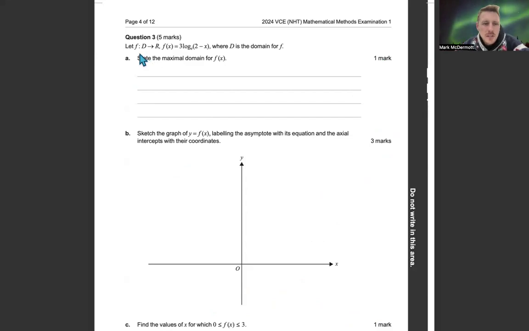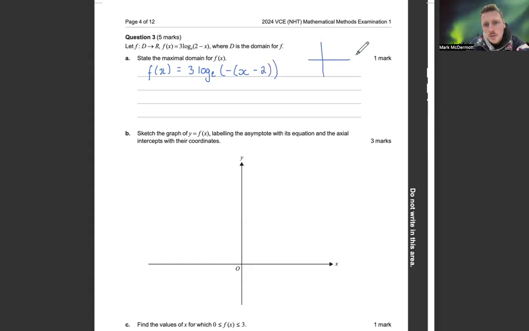All right, let f be a function on the domain D, where f of x equals 3 log e of 2 minus x, where D is the domain for f. State the maximal domain for f of x. Okay, what could be good here is to just do a little rearrangement. 3 log base e, because we're used to seeing it in this form, right? Take out -1 as a factor, and then you'll be left with x minus 2. Okay, and then I think a little sketch here will help.